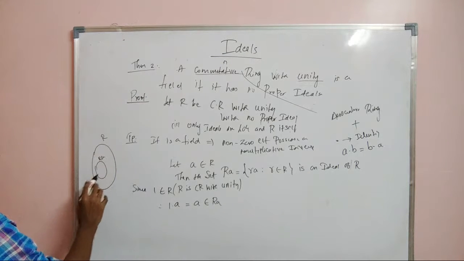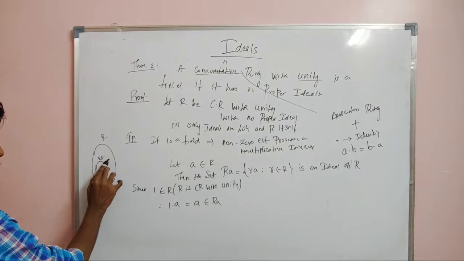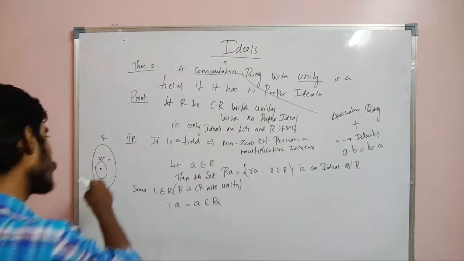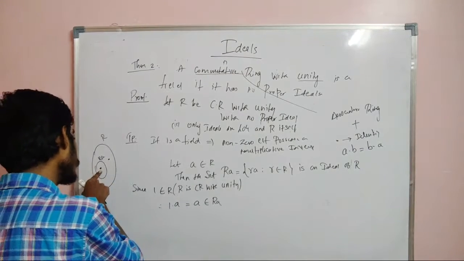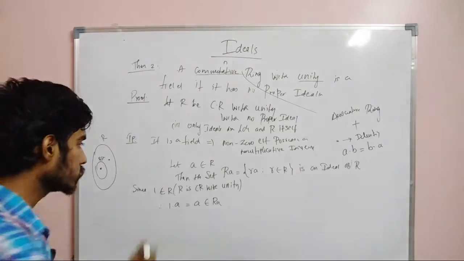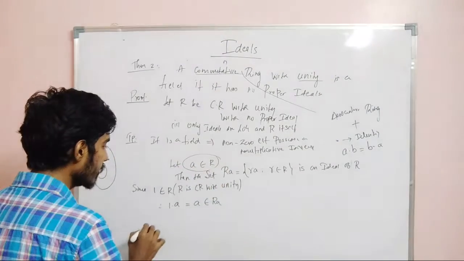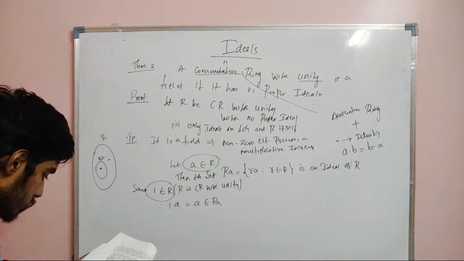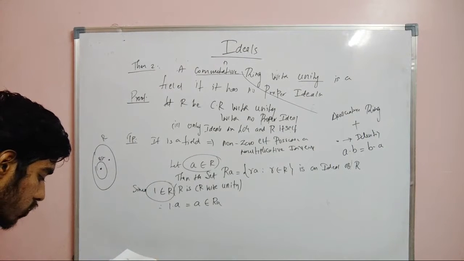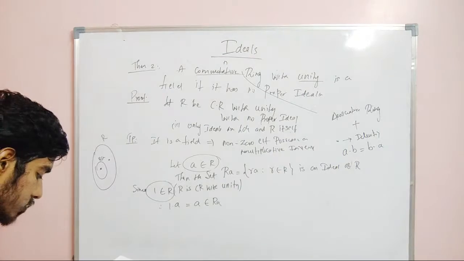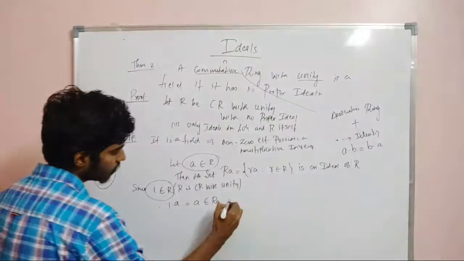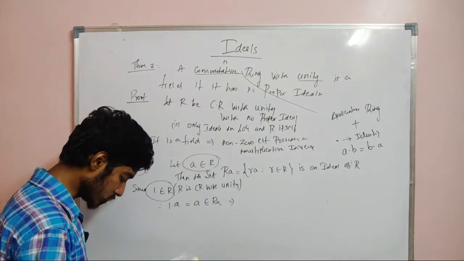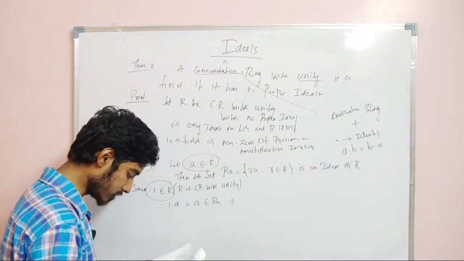By the definition of ideal, if I take an element from here, then it is a left ideal as well as a right ideal. So multiplication of these two elements will be in RA, and multiplication of these two elements will be in RA. I am taking an element A in R and 1 in R. Therefore we can conclude that 1 into A is in RA. So A belongs to RA. Therefore, the ideal RA is not equal to 0.